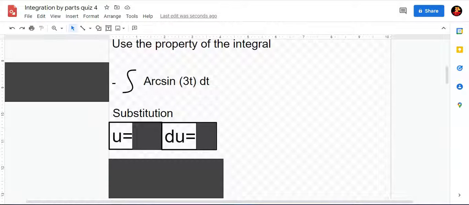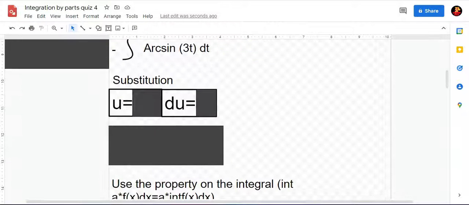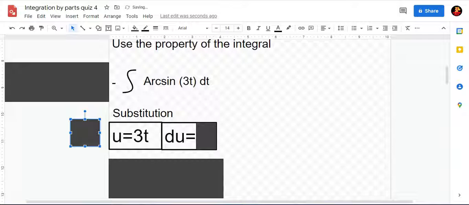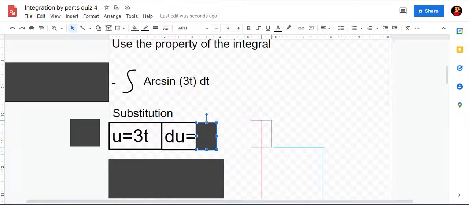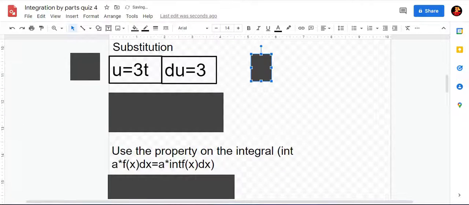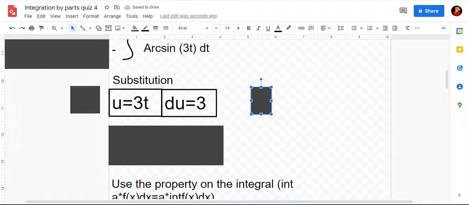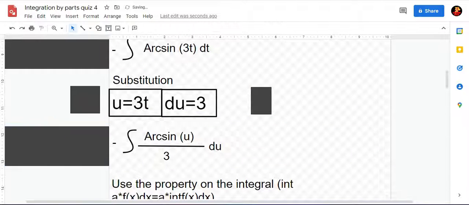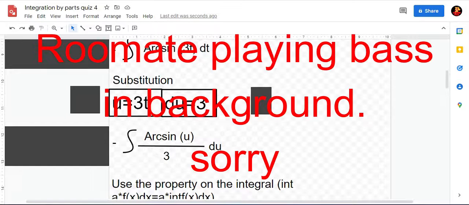Now the next step we must use is substitution. What we'll be using for u and du: our u is going to be 3t, and the derivative, du, will of course be 3 dt. If we replace the numbers and fill it in, we suddenly get negative integral of arcsine of u divided by 3 du.